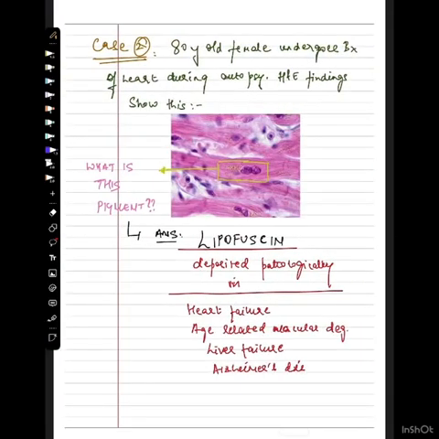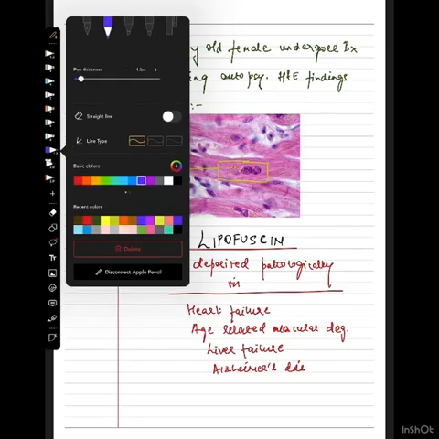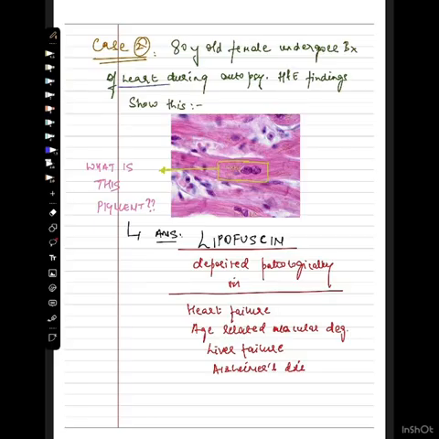We'll now move on to case number 2. In case number 2, an 80-year-old female undergoes biopsy of the heart during autopsy. The H&E findings show this. Here you can see these are the myocytes and there is some sort of a pigment which is usually present here.